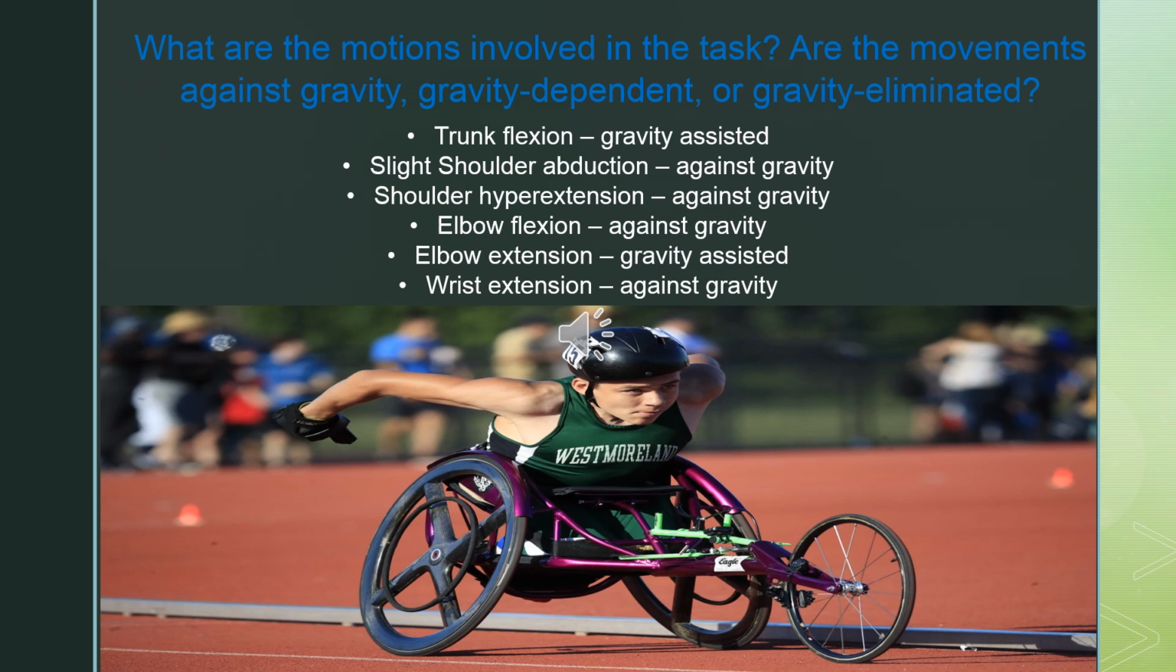Elbow flexion is against gravity. Gravity will want to pull that elbow back into an extended position. Elbow extension is gravity assisted because that is the neutral position and it's working with gravity. Wrist extension is also against gravity because gravity will want to put that wrist back into a neutral position, which is more of a slightly flexed wrist.